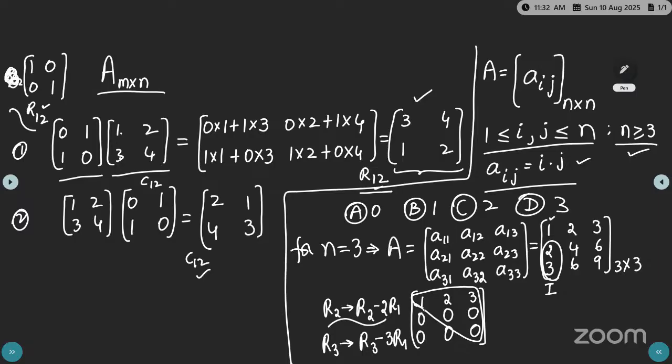Next, write about rank, some properties. We write some properties related with rank, and then we'll go for system of solutions of system of linear, homogeneous and non-homogeneous equations.